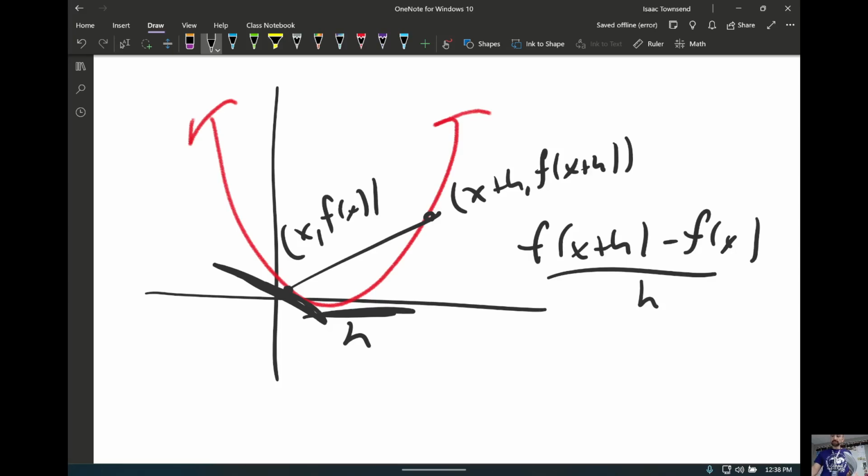Right, you want the second point to be as close to the first point as possible, right? So we can't just plug in 0 for h because we get 0 over 0. So mathematically, our fix to that is we can say, well, what happens as h approaches 0? What's the limit of that? And then all of a sudden, h isn't exactly 0, it's just approaching 0, and now we can do all kinds of different things.